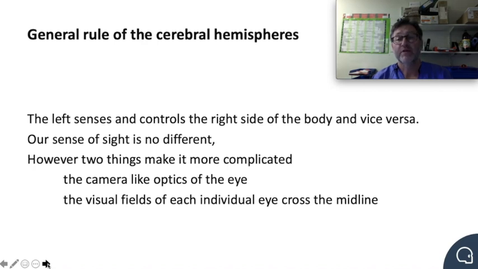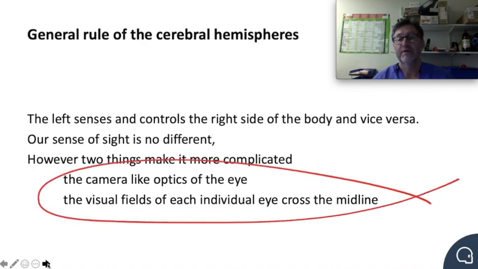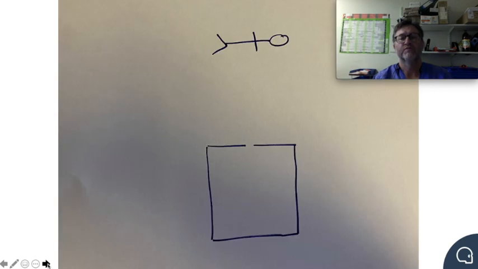A general rule about the cerebral hemispheres. Well, the left senses and controls the right side of the body and vice versa. And we've seen that from the talks from Sue and Paul. And our sense of sight is no different. However, two things do make it a bit more complicated. The first is the camera-like optics of the eye itself, and the second is the visual fields of each individual eye across the midline. So let's have a look at the first bit first.